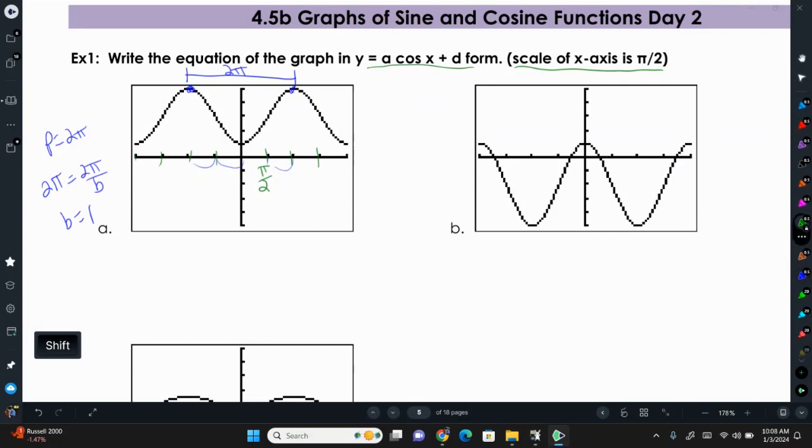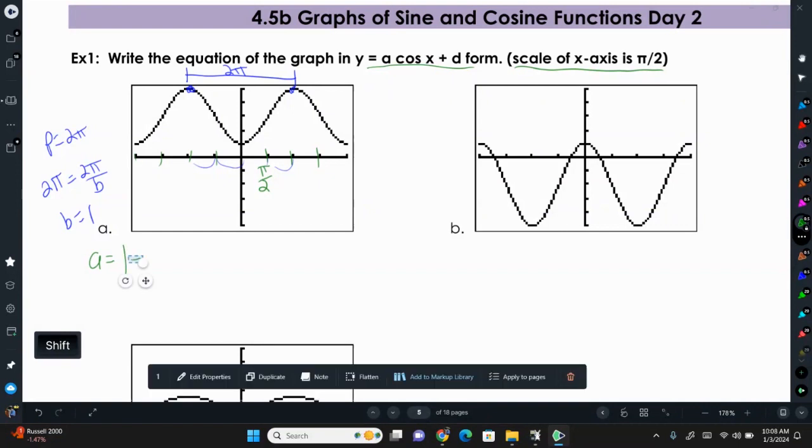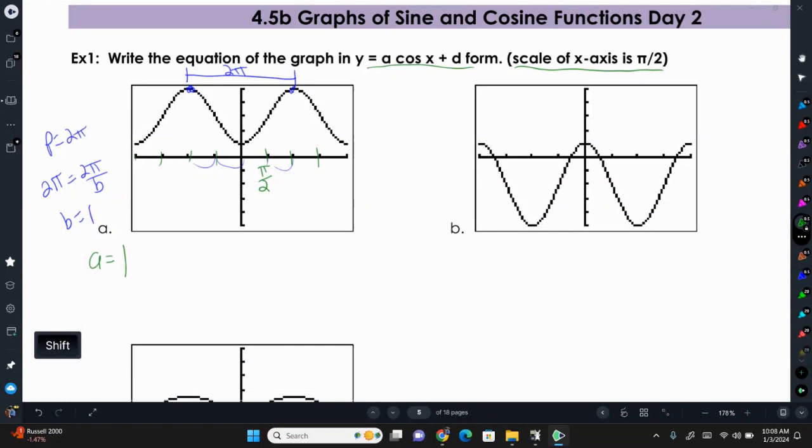So now we need to figure out our a value, our amplitude. The amplitude is going to be the maximum y value minus the minimum y value, over 2, and we take the absolute value of that. So we have 1, 2, 3, 4, 5. So 5 minus our smallest y value, which is 1, over 2. That gets us 4 over 2, which is 2.